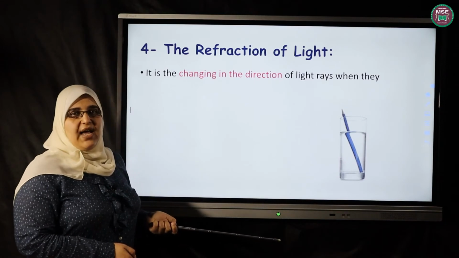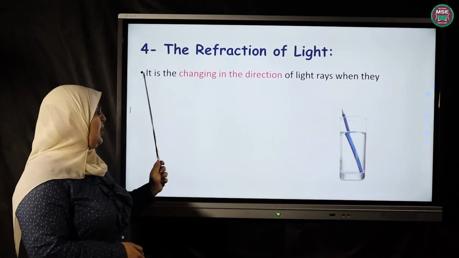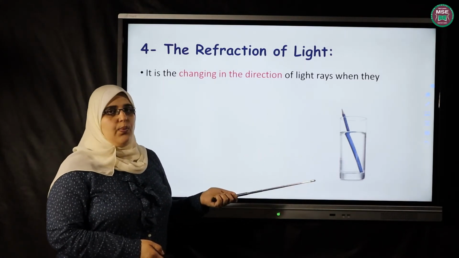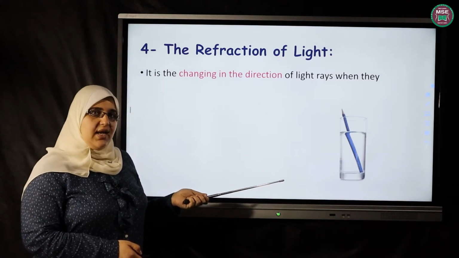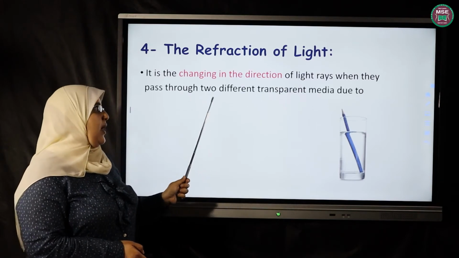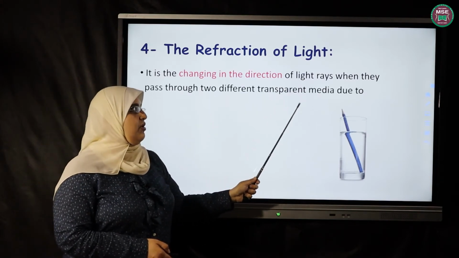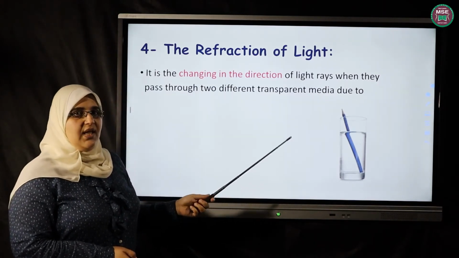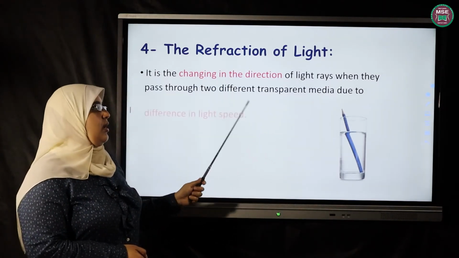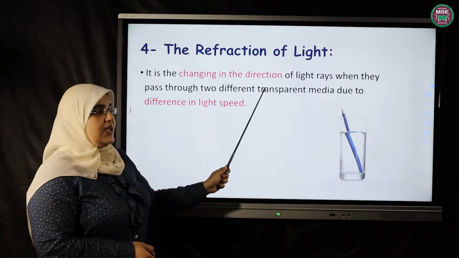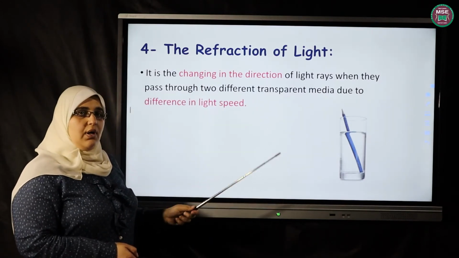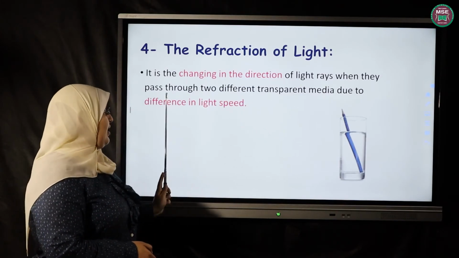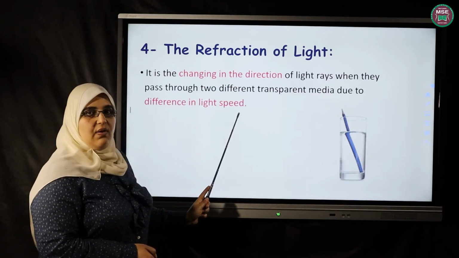What is meant by refraction? It is the change in the direction of the light rays. The light can change its direction when it passes through two different transparent media. What are the two different transparent media? The air and water. Why does the light change its direction when it passes through two different transparent media? It will change its direction due to the difference in the speed of the light.